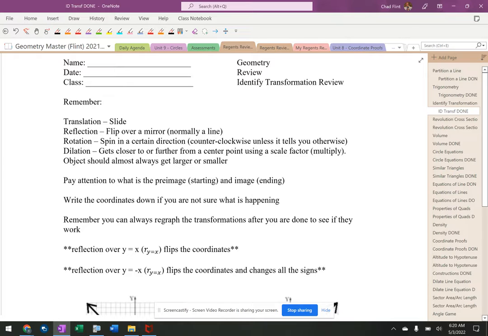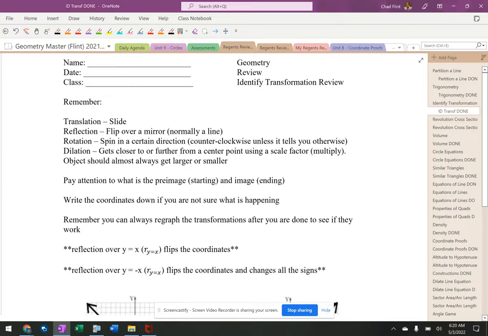Make them simple, okay? Translation is sliding. You've got to put directions down. Okay. Reflection is flipping it over a mirror, which is almost always a line. Rotation is spinning it in a certain direction, a certain number of degrees, like 90 or 180. Make sure you say the direction. And a dilation is getting closer or further from a center point using a scale factor.